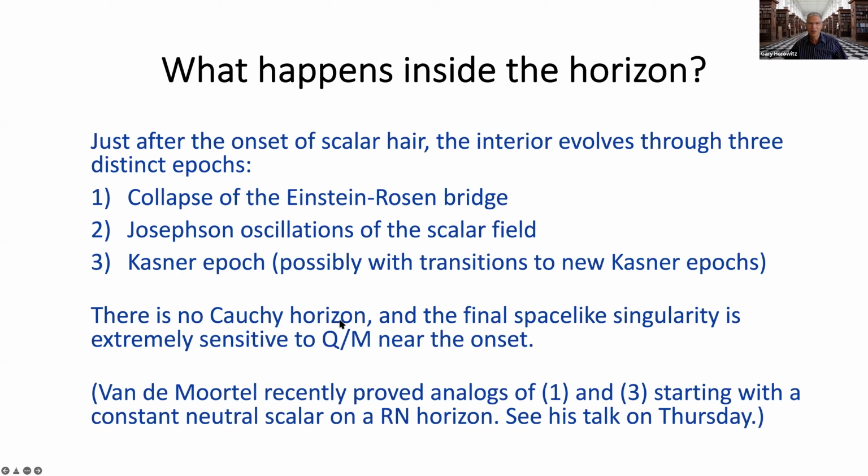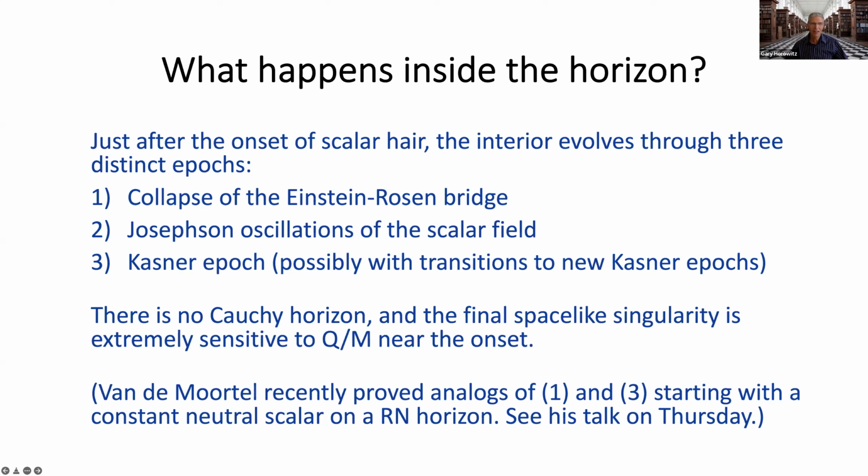Once the scalar hair turns on, the inner horizon is destroyed and replaced by a space-like singularity, essentially a Kasner singularity. But the remarkable thing is which Kasner singularity, and I'll review this in a little while, there is a one-parameter family of Kasner solutions, and which Kasner singularity you approach turns out to be extremely sensitive to the black hole parameters near the onset of this instability.